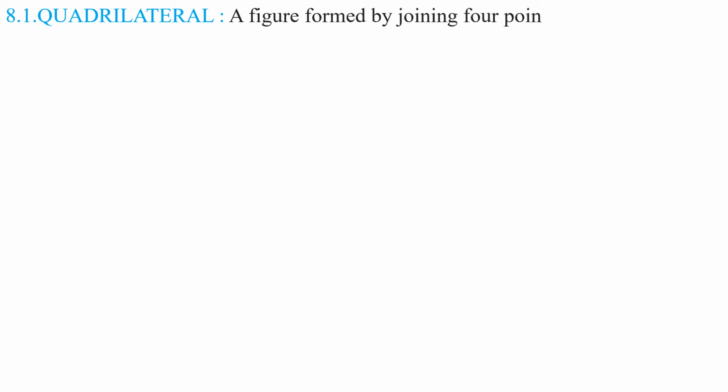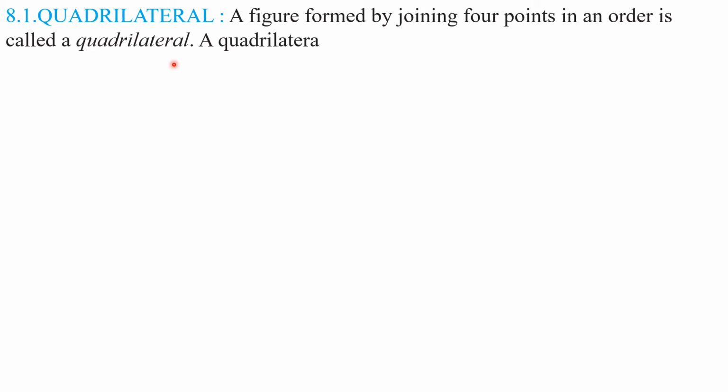Now, first point. This is the first point. First of all, let us discuss the definition of a quadrilateral. What is meant by a quadrilateral? A figure formed by joining 4 points in an order is called a quadrilateral. A quadrilateral has 4 sides and 4 angles and 4 vertices. So this is about a quadrilateral.